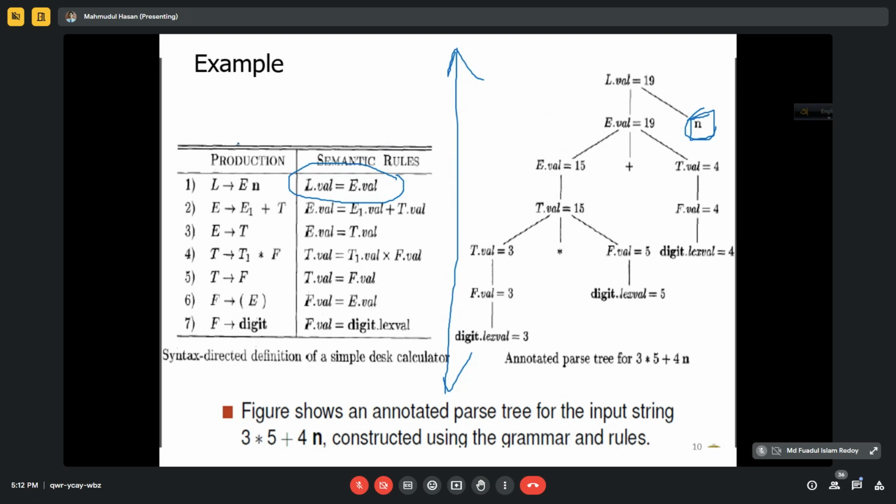Yes, yes. In the question, the production and semantic rules are given. You need to draw the annotated parse tree.